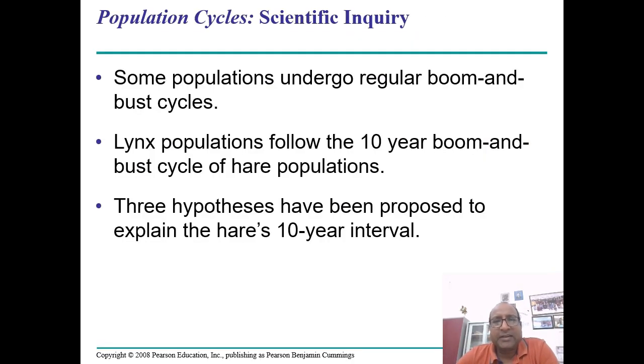So, population cycle, scientific inquiry. Some populations undergo regular boom and bust cycles. Boom means they will boom, and after that they will be controlled by the predator. The lynx population follows a 10-year boom and bust cycle. Lynx is like a cat, which is a predator of the rabbit-like hare. In a 10-year span, first the population of hare will increase, then the population of lynx will start increasing, then the hare population stops.